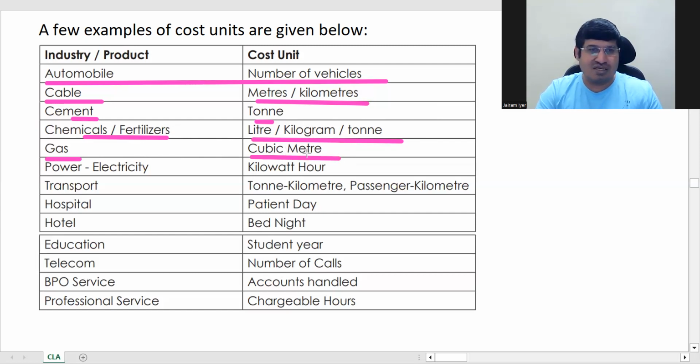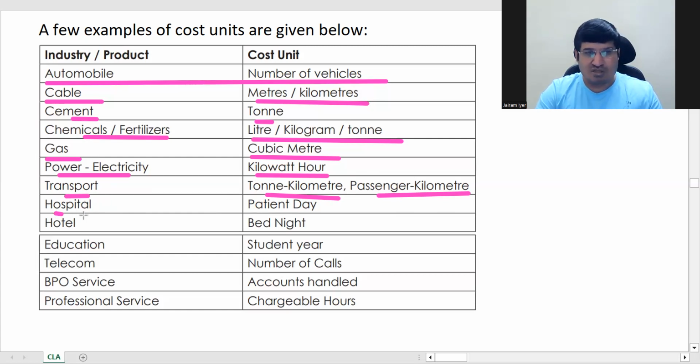And electricity, kilowatt hour. Transport, ton kilometer, means the cost of carrying 1 ton for 1 kilometer. Passenger kilometer, the cost of carrying 1 passenger for 1 kilometer. This is how they give the costs.